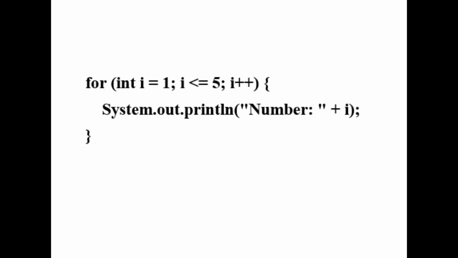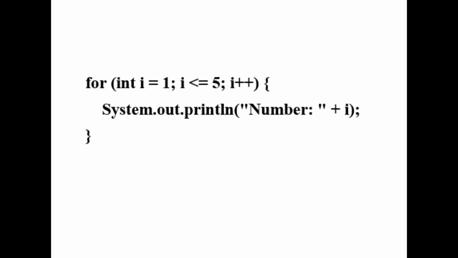Let's write a simple program together that prints numbers from 1 to 5. Here's the code: for (int i = 1; i <= 5; i++) { System.out.println("Number: " + i); }. Now let me explain what this does.